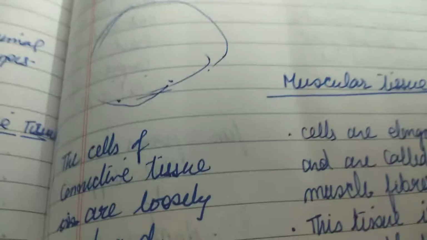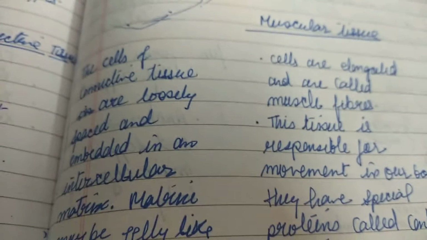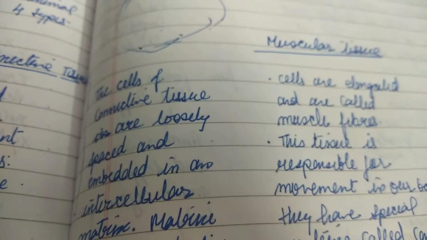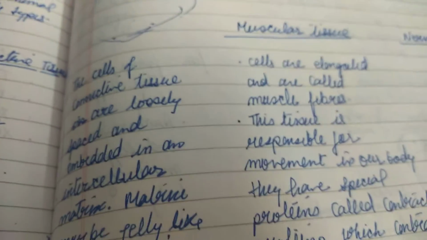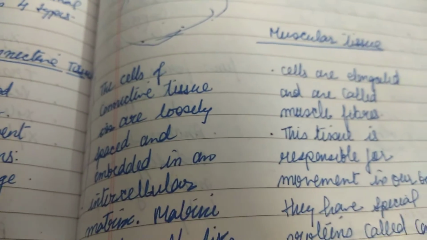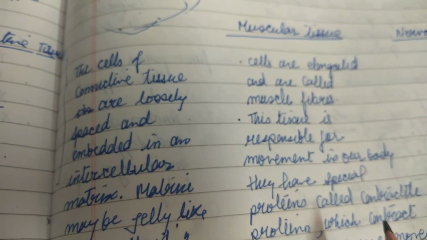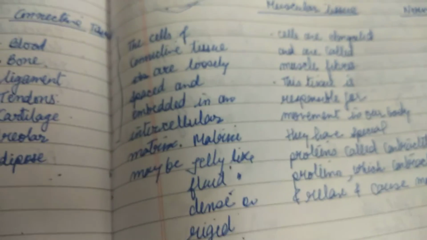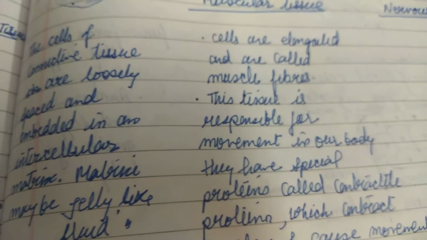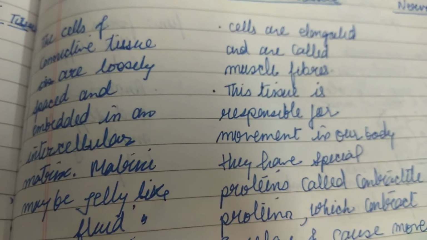So muscular tissue. We are familiar with the term muscles. What is the role of these muscles? It is movement. So these tissues are responsible for movement in our body. And the cells of this muscular tissue are elongated, right? And we call them muscle fibers. Their function is movement. So how do they move? They have special proteins.